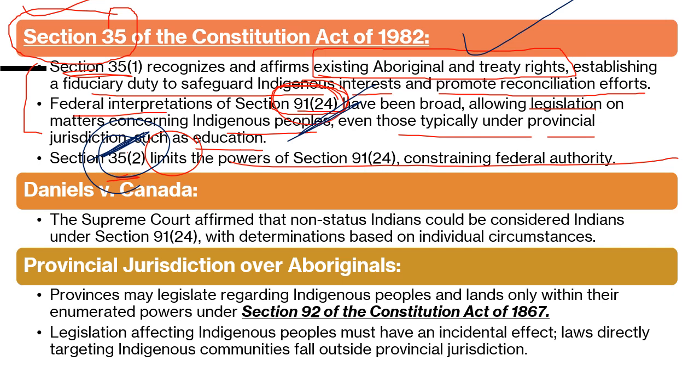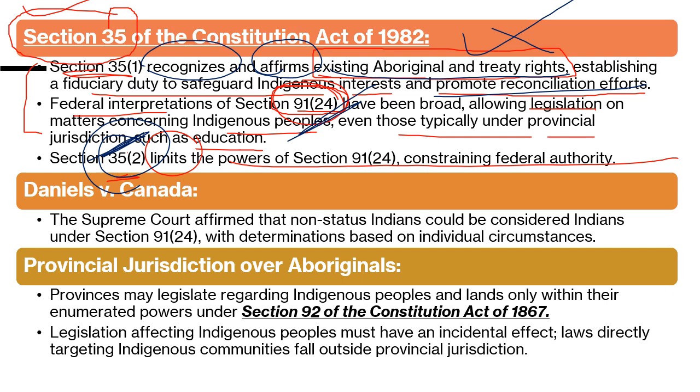So whenever any matter is related to these three categories of aboriginal people, section 91(24) says that the federal government will make law only to recognize and affirm existing treaty rights. So the federal government cannot make any law to remove aboriginal or treaty rights, cannot make any law that is against indigenous interest, or that is against the promotion of reconciliation effort, or that is something to segregate indigenous people from other people of Canada, or something that is not in the basic interest of indigenous people.